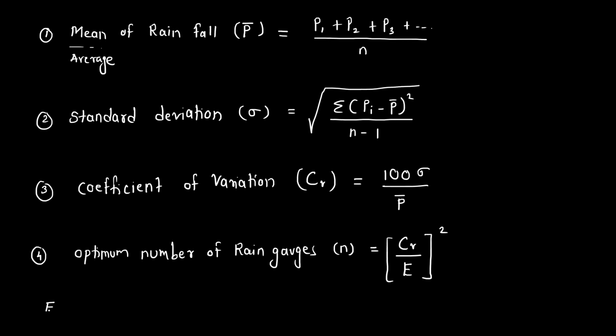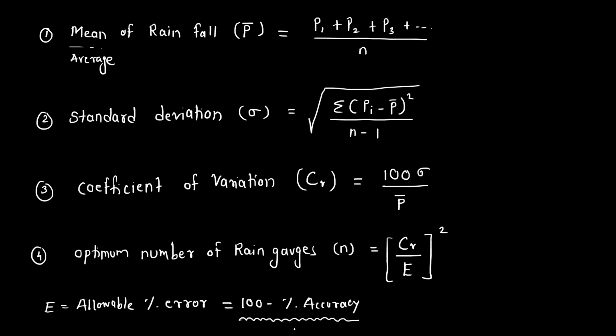What is the meaning of E? This E stands for allowable percentage error. Allowable percentage error. So we can also write it as 100 minus percentage accuracy. Okay, so now you can see here there is an accuracy term which is coming.